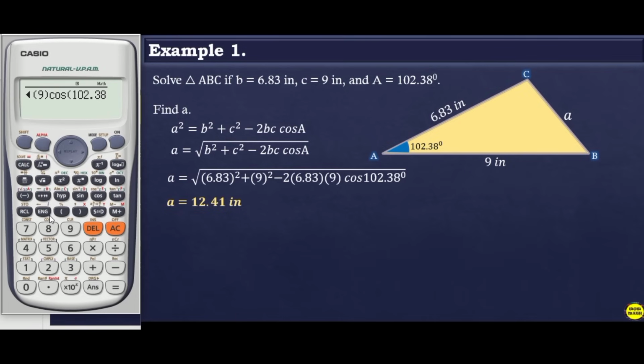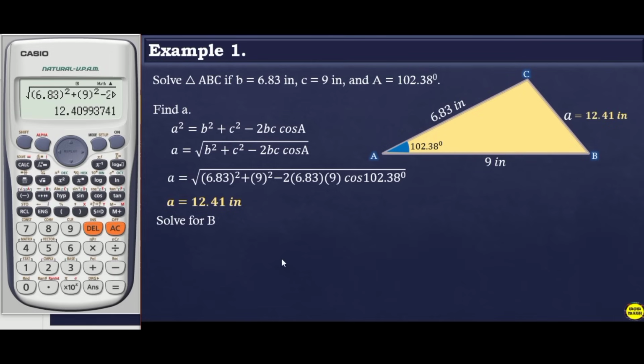102.38. And then close natin. Okay, so we have 12.41. So therefore, the measure of side A is equal to 12.41 inches.